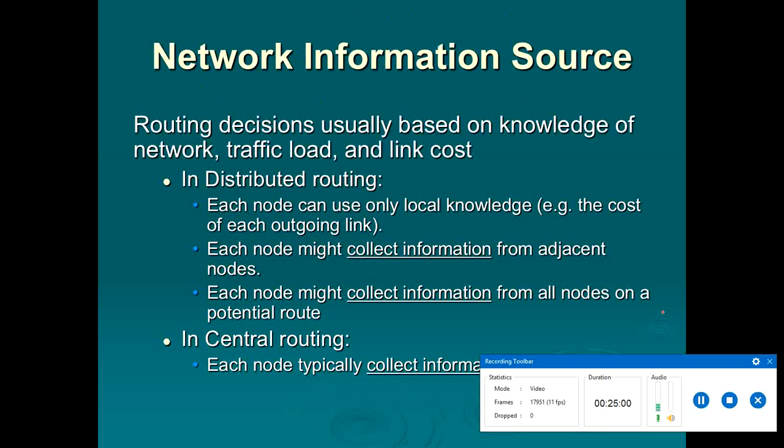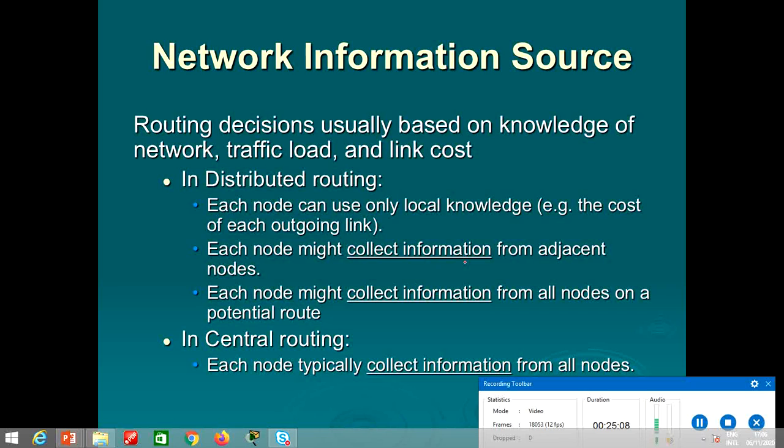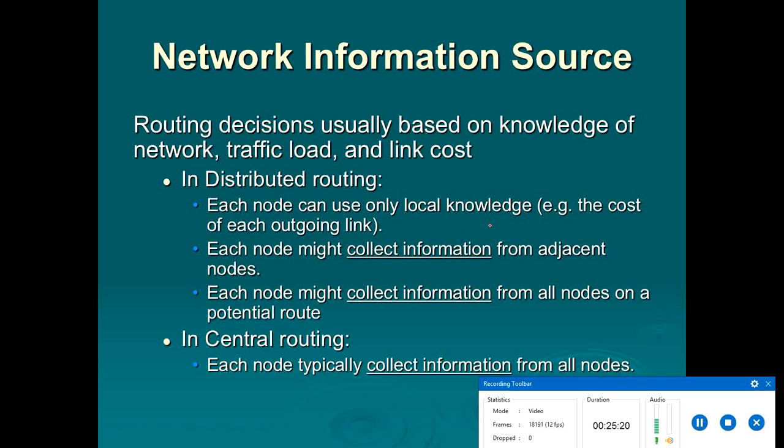So going ahead, now we have distributed routing and central routing. In distributed routing, the routing decision is made by each node. An individual node may make use of local information such as the cost of outgoing link. Node will collect the information from the adjacent nodes also. For example, this node 1 is connected to node 4 and maybe node 5. So it will collect the information from the adjacent nodes, and it will collect the information from all other nodes also which may be in that potential route.